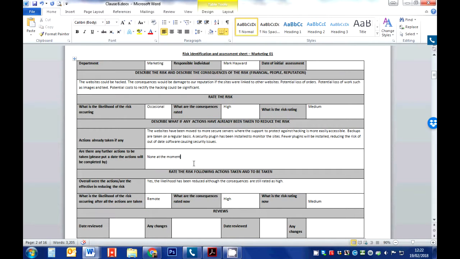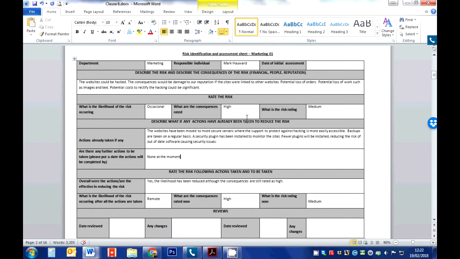So then what we've said is basically, based on the last time we were hacked, we've moved the websites to a more secure server. We use something called WordPress for our website, so we've started using more backups, security plugins to be put on there, and fewer plugins in general, so reducing the risk of out-of-date software.